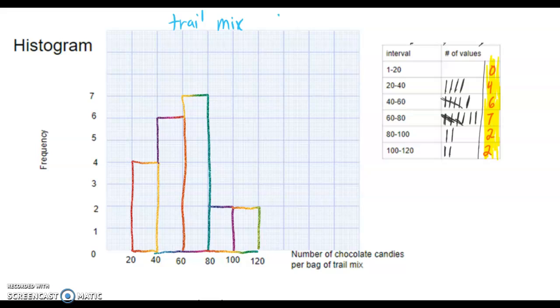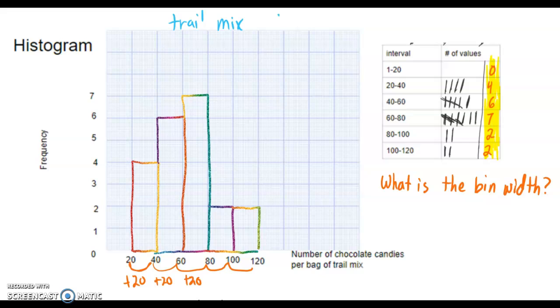Now, if you were just given a histogram, some questions you might be asked is, what is the bin width? Now, when you're asked, what is the bin width? They're just asking for, what is the interval length? So every single time, since we're going up by 20, our bin width is 20.